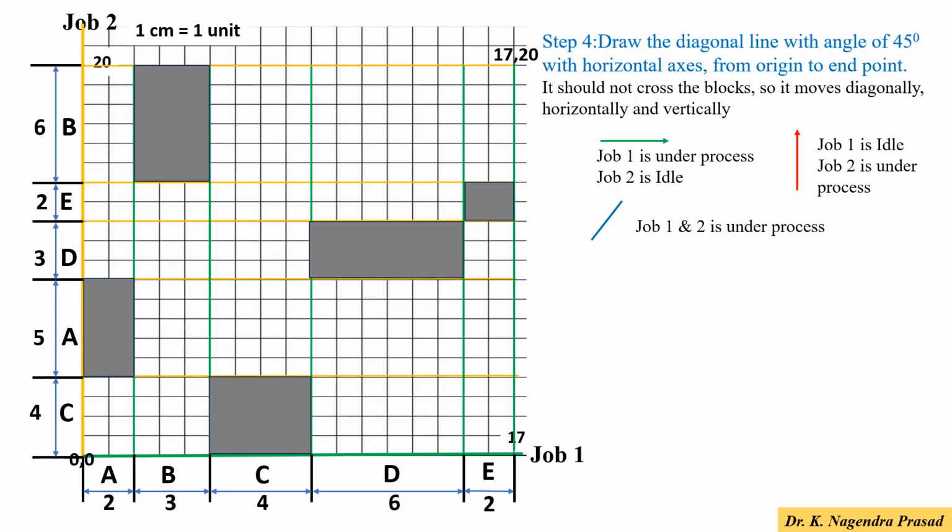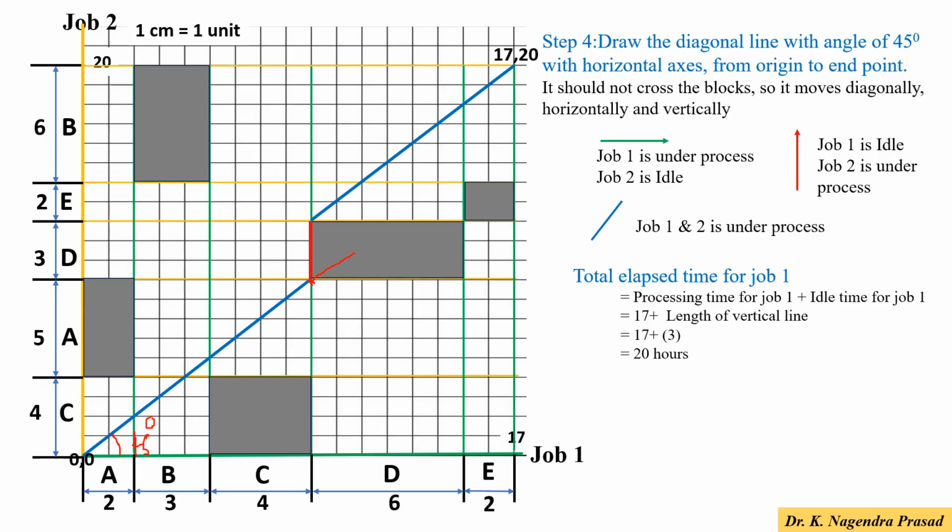Moreover, if this diagonal line is in the inclined position, it represents job 1 and job 2 are both under process. Now draw an inclined line which makes 45 degrees with the horizontal axis, and we have to draw this inclined line up to the coordinate of 9, 9. Furthermore, if we continue this inclined line, it crosses the shaded block. So now we have to draw a vertical line up to the end of this block with 3 cm height. Then continue this inclined line up to the end point.